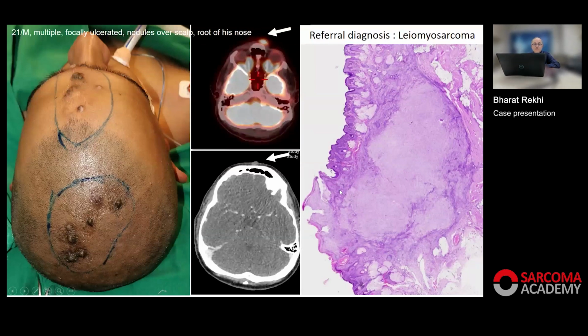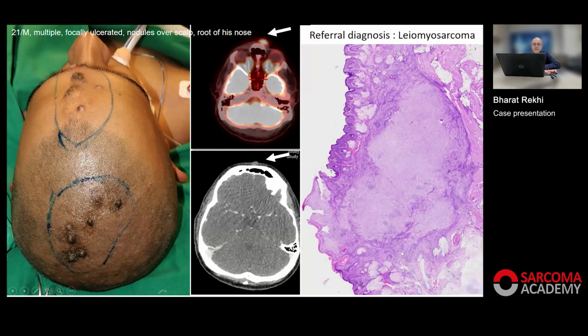We've also come across a case in the head and neck region in this young 21-year-old male who had multiple lesions over the scalp. My colleague in head and neck came across and shared this case. So these lesions are multifocal, but they are not very large, about 1 to 2 centimeters mostly. And these are PET avid.